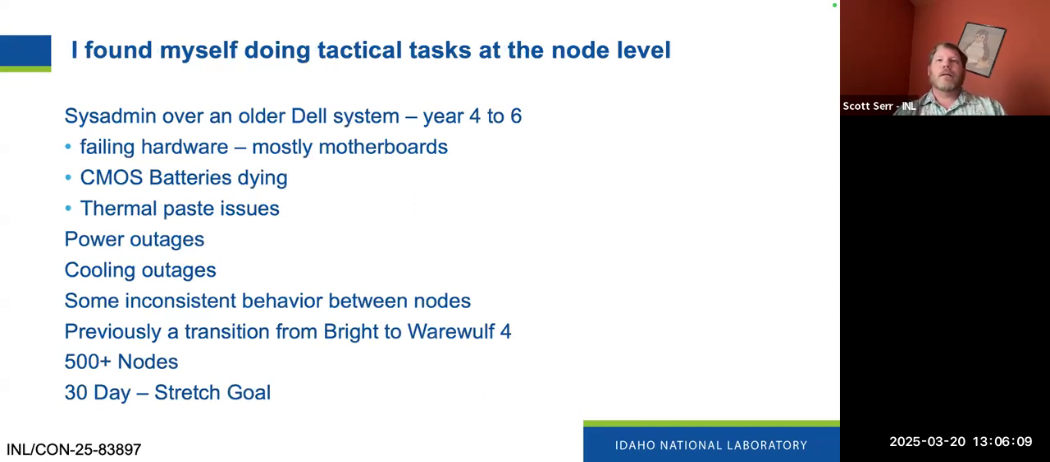So I found myself doing a lot of tactical tasks at the node level, and maybe if we have some people on the call that deal with older systems and a lot of nodes, they can commiserate a little bit. A lot of failing hardware, mostly motherboards, CMOS batteries dying. We had probably 100 CMOS batteries die in a year in this cluster of 500. Thermal paste issues, and kind of the standard power outages, cooling, and so on.